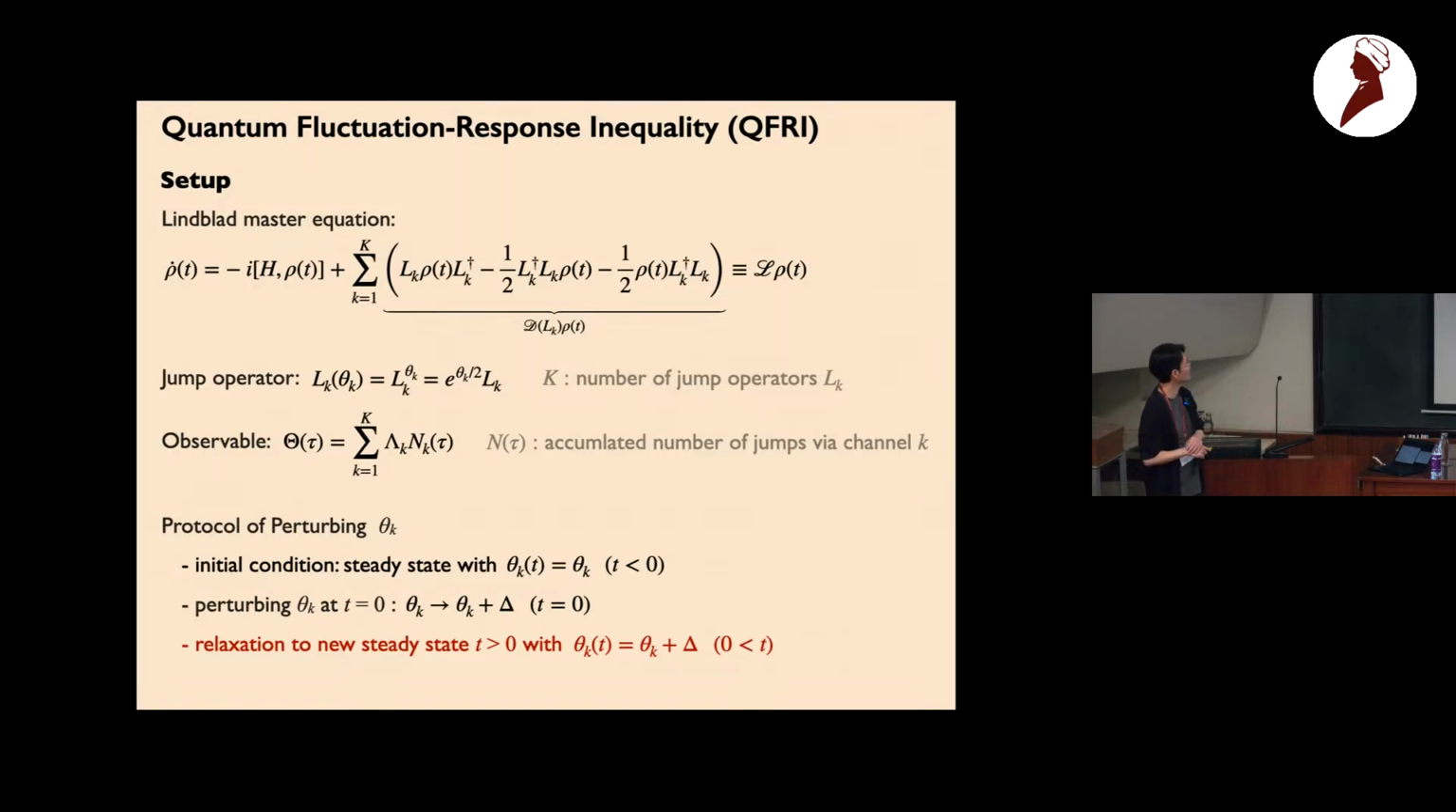The protocol of perturbing this theta_k is the same as the classical case. Initially, the system is in the steady state with a certain value of theta_k. And at time t equal to 0, we perturb theta_k to theta_k plus delta, and we retain this perturbed value for positive time. And then the system relaxes to a new steady state. So the perturbation protocol is the same as the classical one.